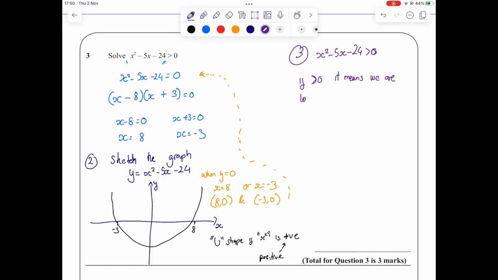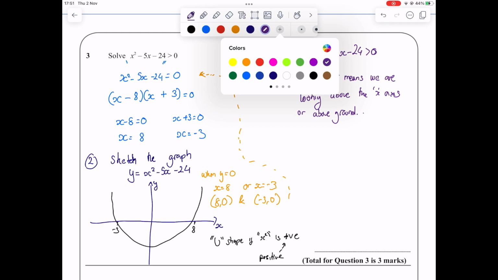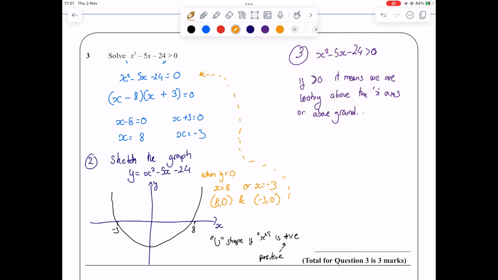Some people say we're looking above ground. I don't know why people call it ground, but imagine the x-axis over here. Look for the big orange arrow on your screen: this is the x-axis. We're looking for things above it, that's the ground. So we're looking for this region and this region over here.